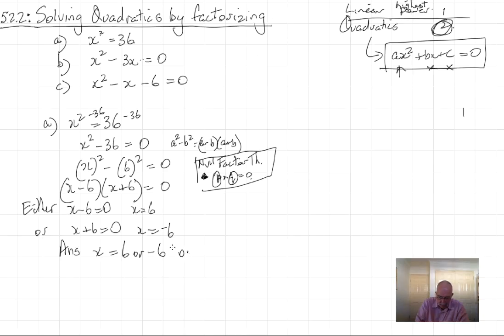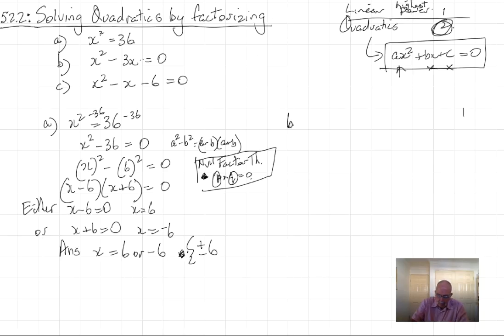Now another way of writing that is plus or minus 6. That means it can be plus 6 or minus 6. That's just another way of writing that. x equals plus 6 or minus 6.